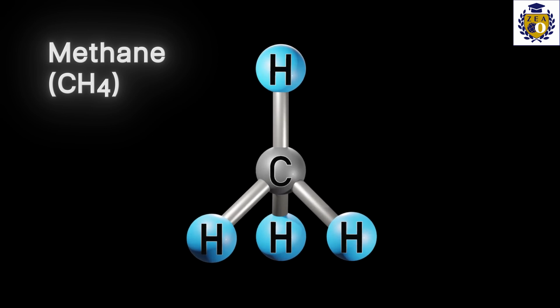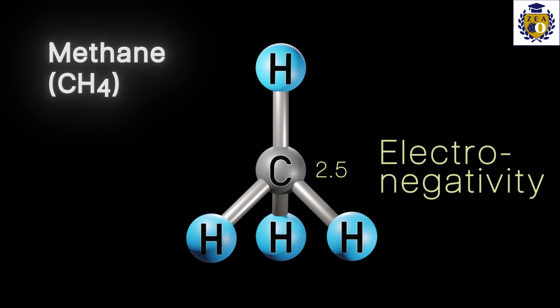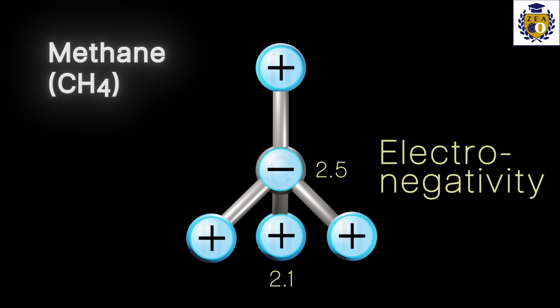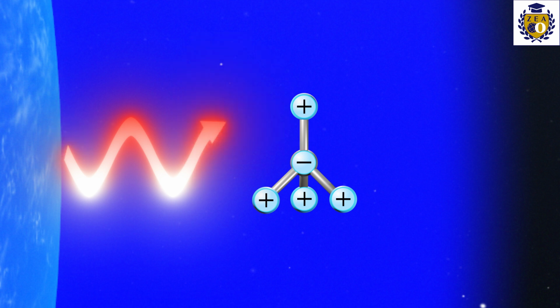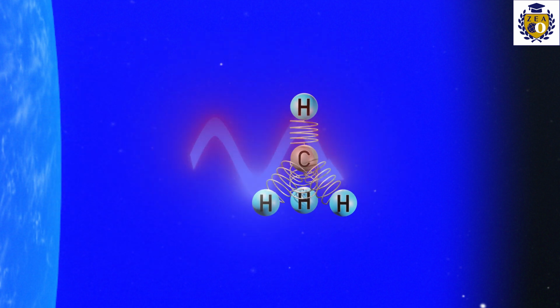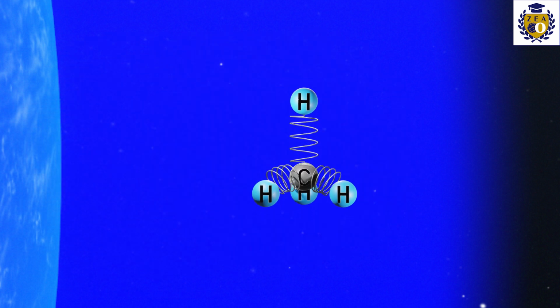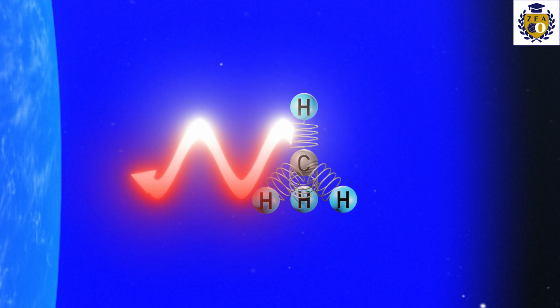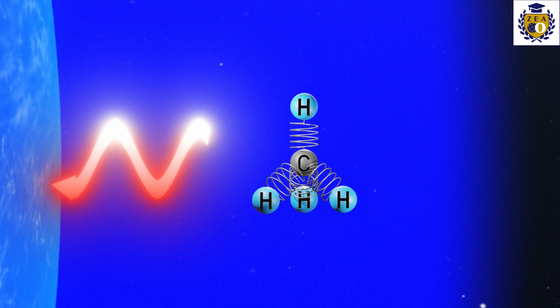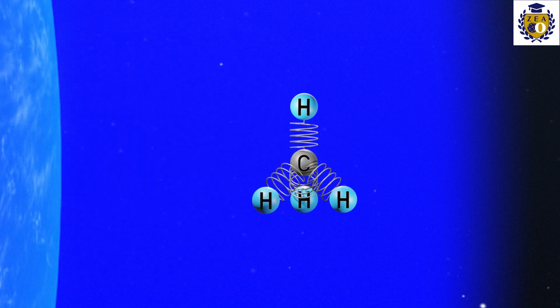Methane, CH4, also interacts with infrared light. The carbon atom has higher electronegativity than hydrogen, and the charge distribution becomes like this. So when CH4 is exposed to advancing infrared light, the CH4 molecule vibrates and absorbs the light, which is then emitted from the methane molecule. The whole procedure is exactly the same as that of carbon dioxide.